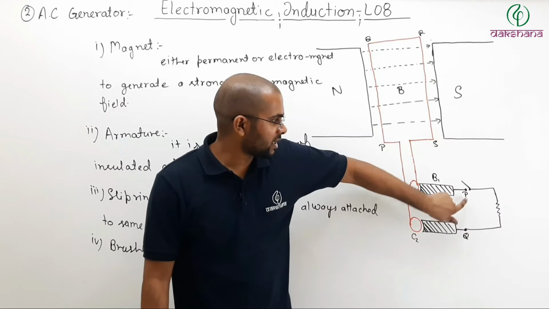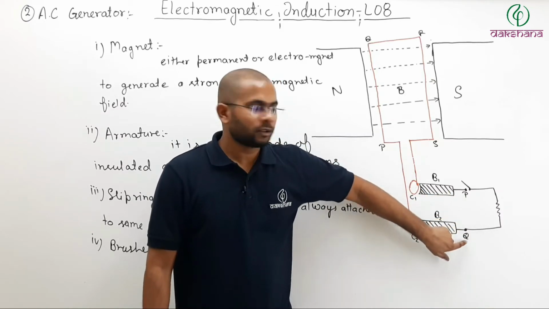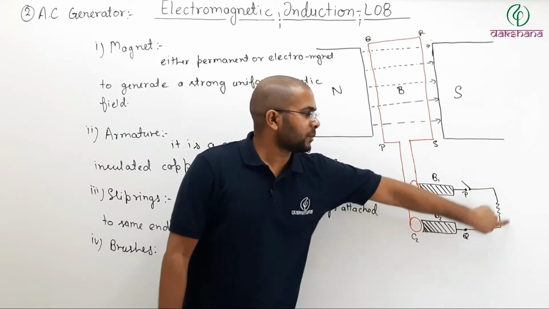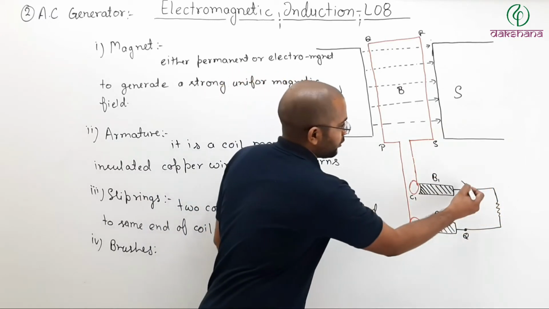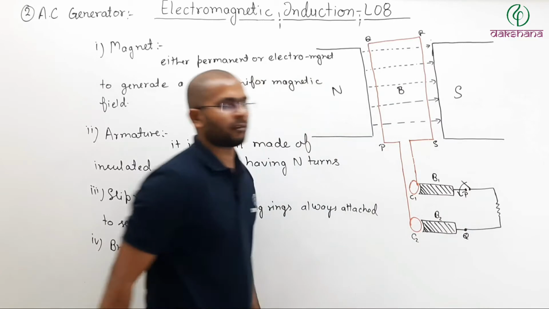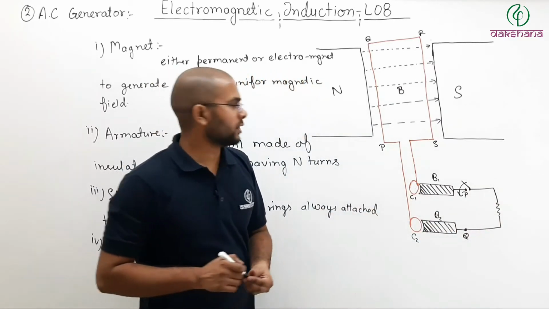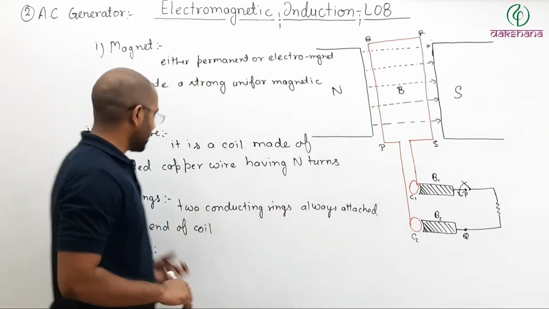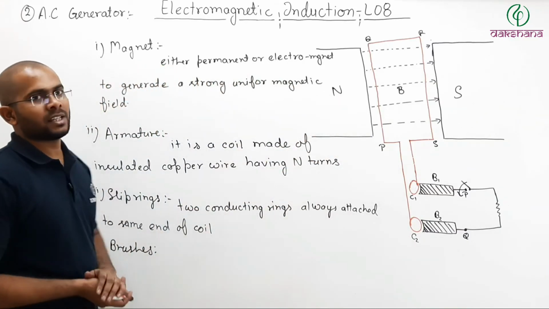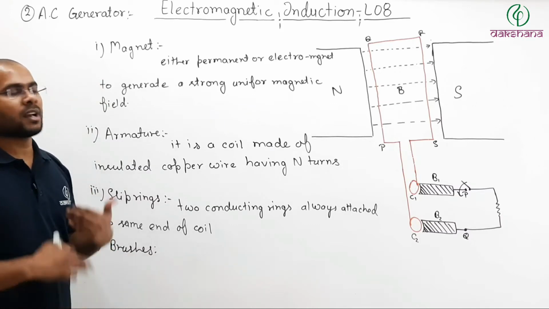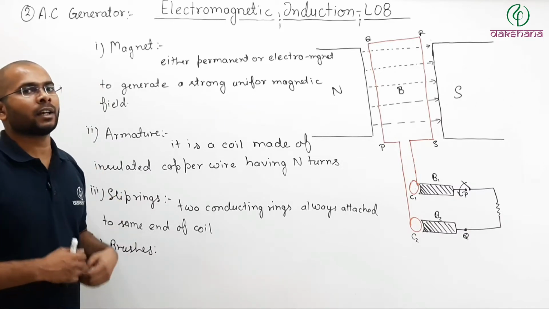For example, this brush is connected to P and Q. So here P, Q is the terminal. You can attach any outer appliance to this PQ. Here you close the switch, the current will flow. If there is a bulb, it will glow. You can attach any appliance. So that way there are the main parts of your AC generator. Pause the video, note them down, then we will discuss how the AC generator actually works.